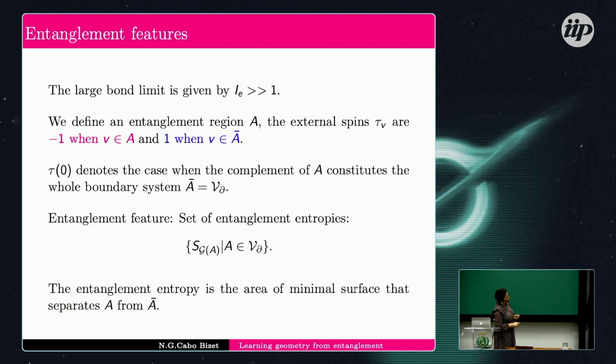And so this is what I just described in the previous picture: -1 when the spin belongs to the region A, 1 when it belongs to the complement. And this T0 denotes the case when the complement is the whole boundary, so when you have all the spins in one direction. And what we denote the entanglement feature is the set of all entanglement entropies. Of course, compared with Veronica's talk, we don't have so many elements of the entanglement feature, but it would be desirable. So far in this work, we only did 1 or 2 intervals.